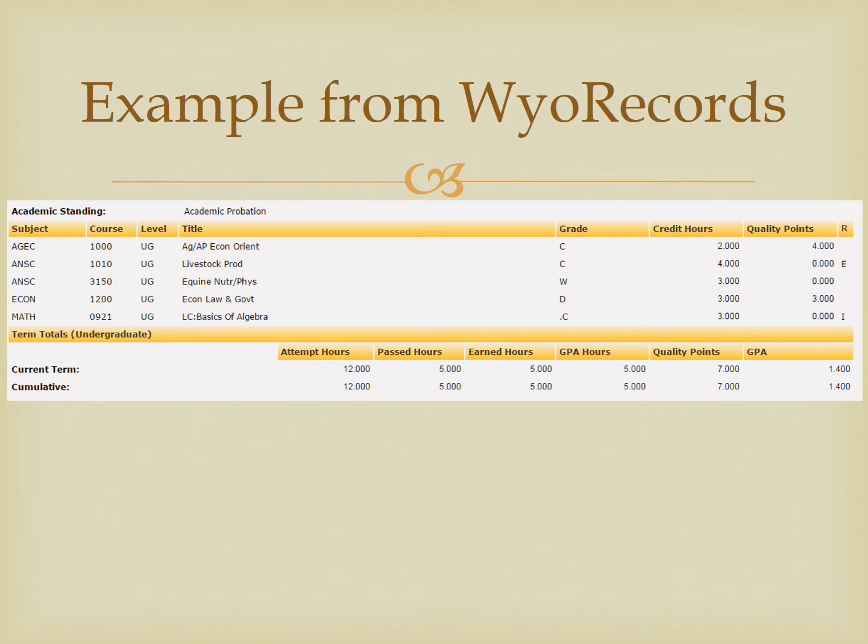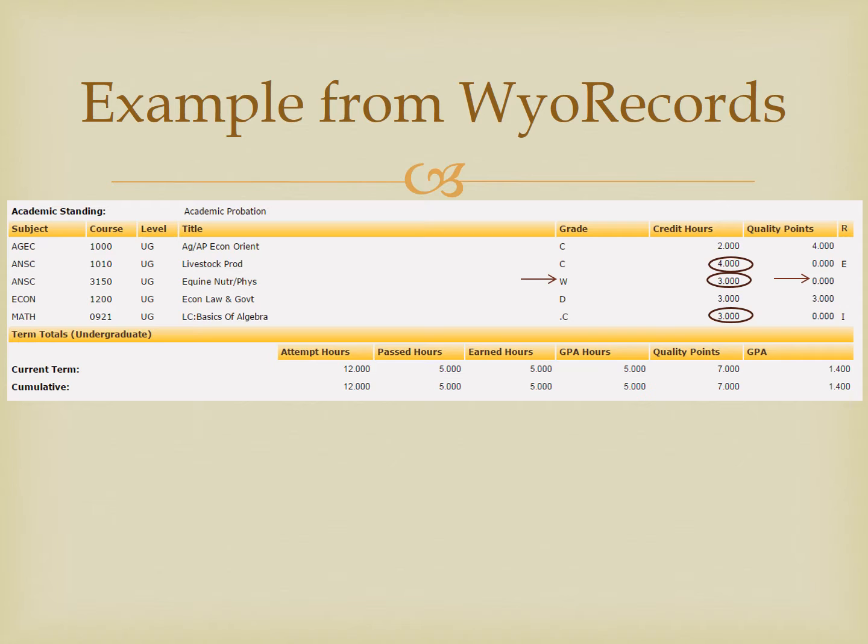So here's another example, and this is a good example because we're starting to see where there are some classes listed here that aren't GPA hours. If we take a close look, the student withdrew from Animal Science 3150. So it earns the student no quality points, but it's also not listed among the GPA hours, so it doesn't affect the grade point average at all.